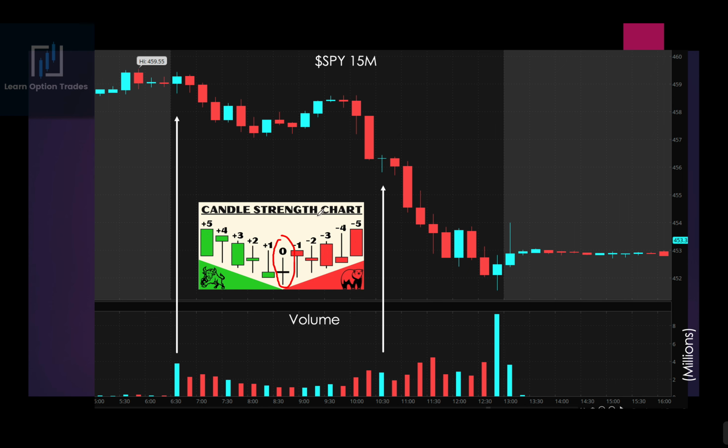This one right here is kind of in the zero. Or if you want to be nice, you can give it a +2 if you want. Maybe even a +4. But really, it really wasn't that strong in my opinion. It was pretty much a neutral zero. And it kind of looks like that.